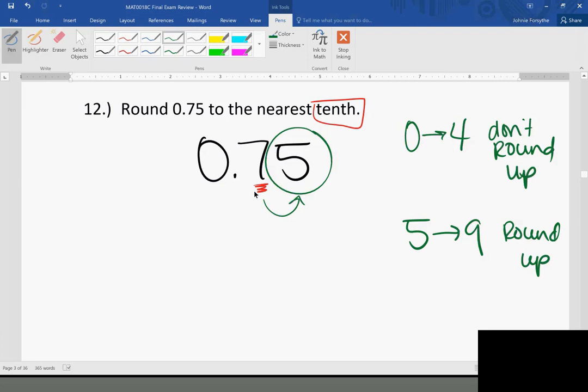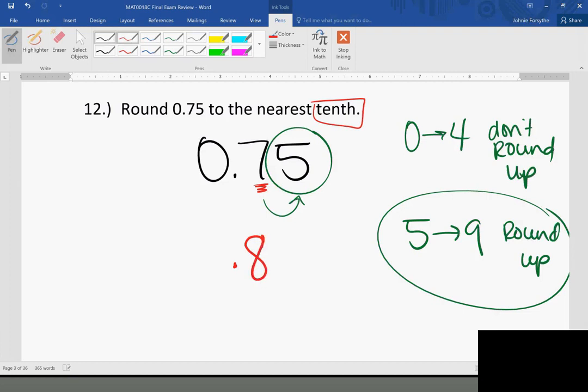We're rounding the tenths place, which is where the 7 is. We look at the number to the right. That number is 5, so we are going to follow this rule here. So that means we're going to round that 7 up to an 8. So the answer is going to be about 0.8.